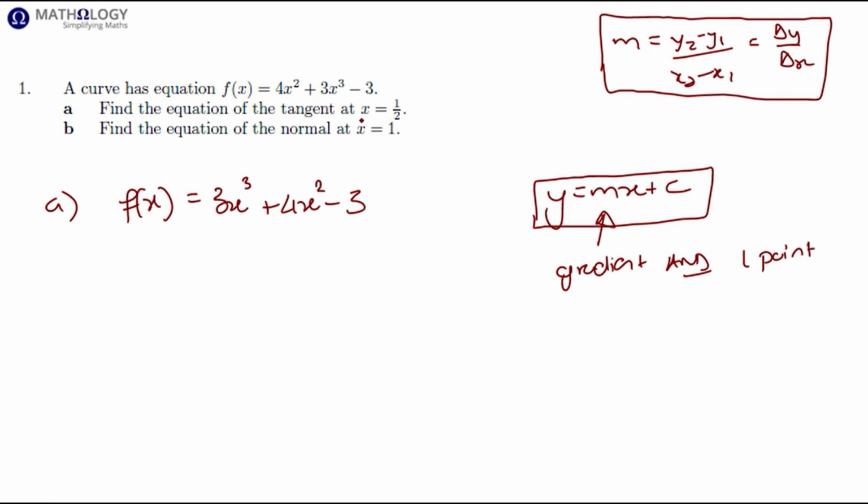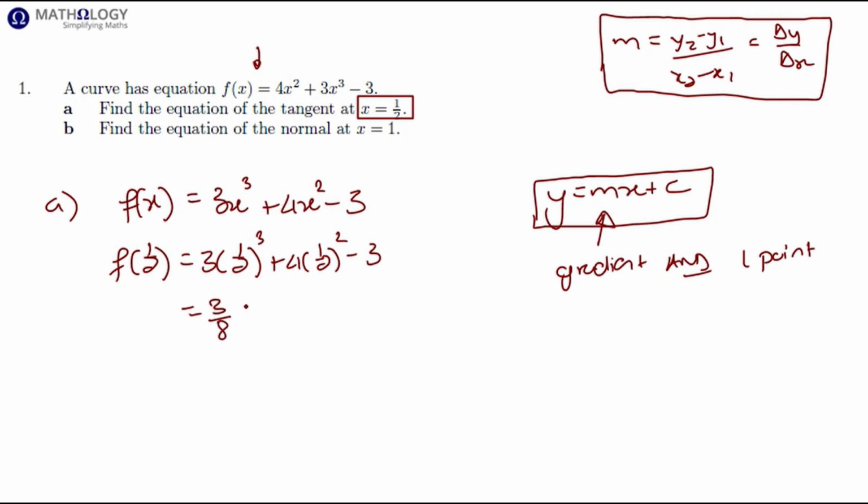We do have 1 point. They gave us that x equals a half, so we can actually find the point of contact by substituting x equals a half into f of x. So we'll do that first. We'll find the value of f of a half, which is 3 times a half cubed plus 4 times a half squared minus 3. That will be 3 over 8 plus 4 over 4, which is 1, minus 3. That's 3 over 8 minus 2, which is minus 13 over 8.